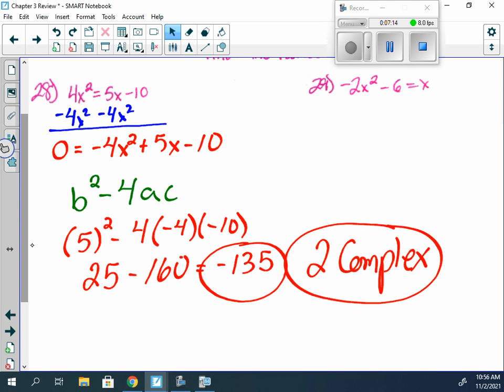Yes. Because, I mean, most of the tests, we're going to be doing that because you're going to solve some by factoring, some by graphing, completing the square, quadratic formula. It's just going to be more on top of it.